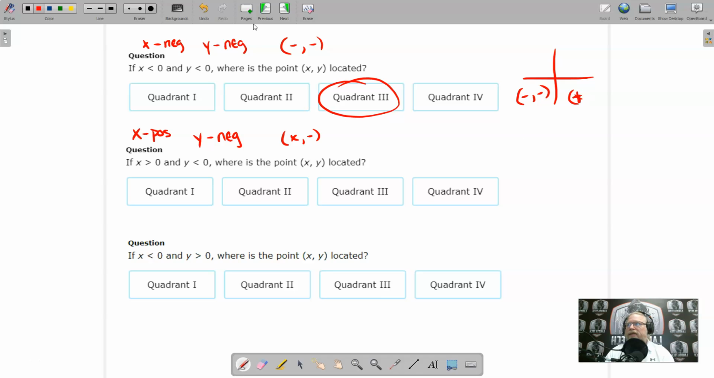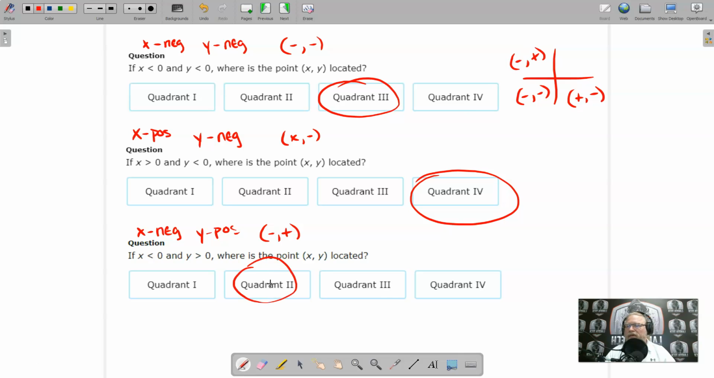X is always positive here, and y is negative. Isn't that what we have here? Positive x, negative y, quadrant 4. So there we go. And on this one here, x is less than 0, so x is negative. And here, y is greater than 0, so y is positive. So where do we have a situation where x is negative and y is positive? Isn't that up here? This is quadrant 2, so we're looking for quadrant 2.